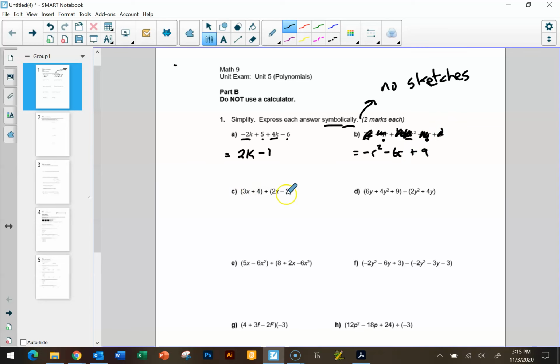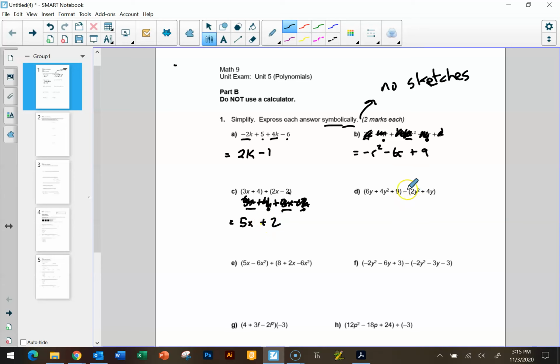We've got brackets here. The brackets aren't going to matter because it's addition in this case. So we don't need to worry about it. I can just drop the brackets right away. Remember, if it's subtraction between the two, then you can't drop the brackets so easily. You have to distribute the negative. So I've got x's there, and then I've got constants here. So 3x plus 2x is going to be a positive 5x. And then a positive 4 minus 2 is going to be a positive 2.